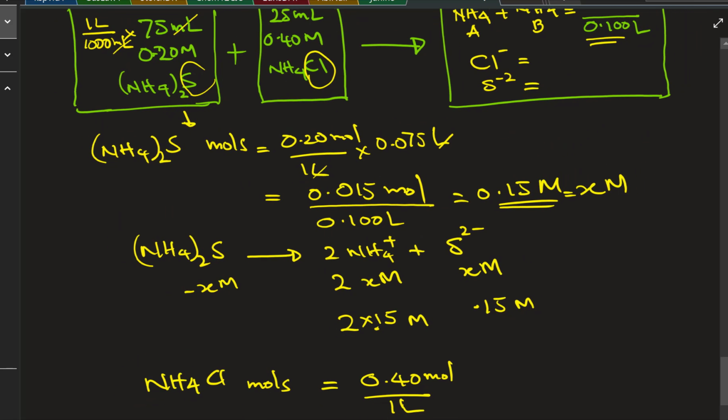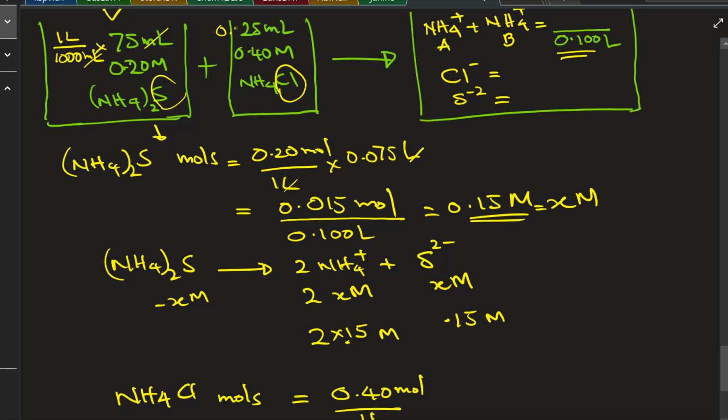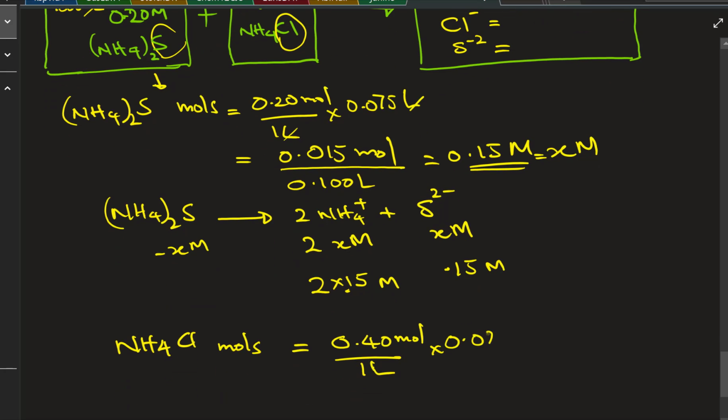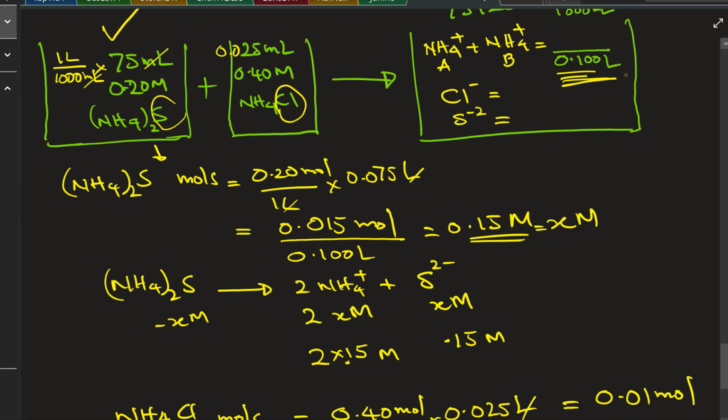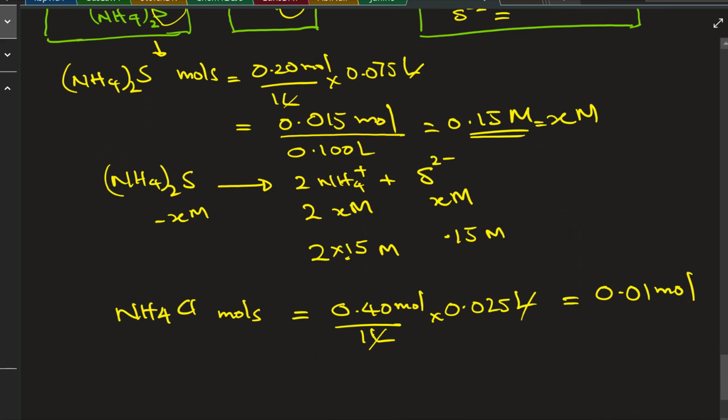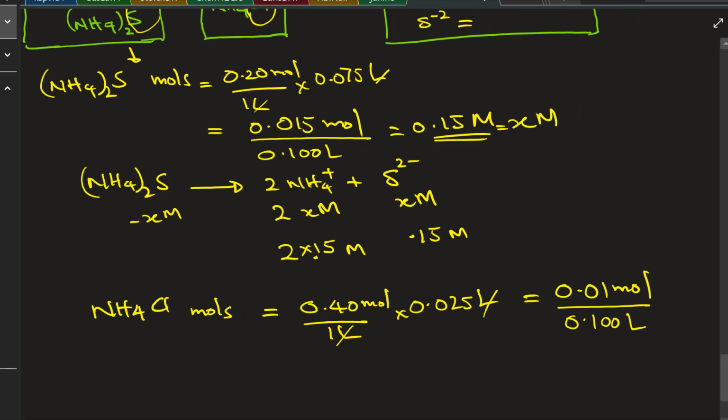For 0.4 moles, because it's a molarity given, 0.4 mole over 1 liter times 0.025 liter. That's 25 mL converted into liter, right? So get the moles for that one. So in both, when you transfer, you also have the same number of moles, right? Nothing created, nothing destroyed. So 0.01 mole of ammonium chloride. Now you divide by the total volume, which is the two beakers together, 0.1 liter, and that'll give me the molarity of ammonium chloride, right?